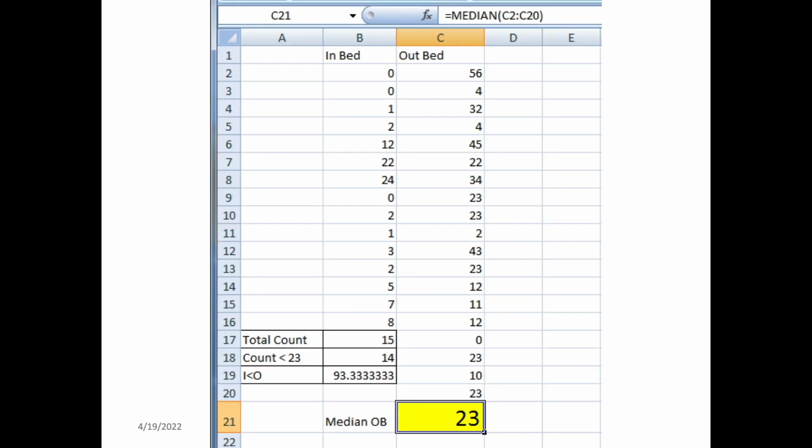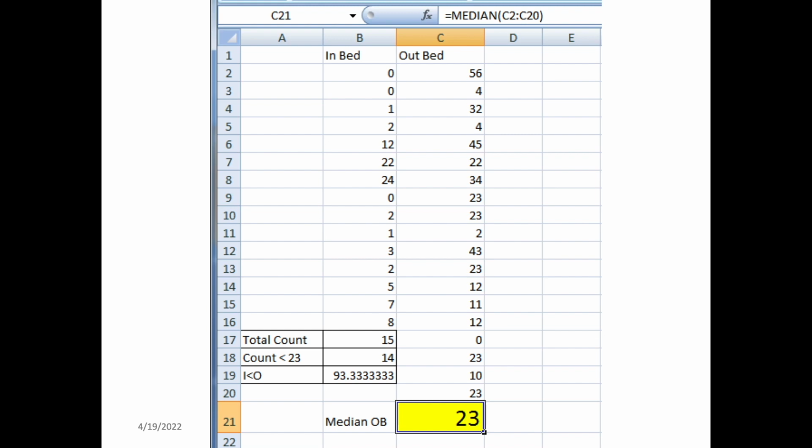This is one example of computation of the dichotomy index. Here, we separate the activity when the subject is in bed and when the subject is out of bed. We compute the median when the subject is out of bed, and then we count how many in-bed activities are below this median level. This is one hypothetical example. We can see that out of 15, 14 activities are below the 23, and the ratio of these two is 93.33. That indicates a good sleep wake cycle, or that the sleep quality is good.